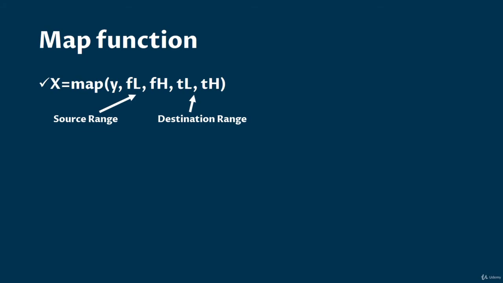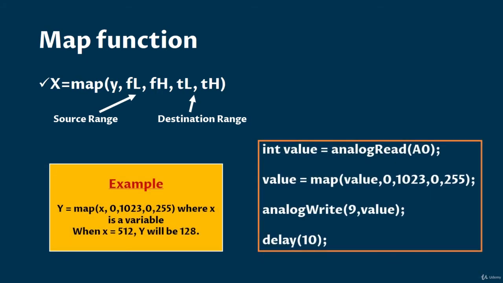TL and TH, where TL is the lowest value of the destination range and TH is the highest value. For a better understanding, see this example. Here x is the variable whose value will be mapped and stored in y. The current range of x is between 0 to 1023 and x will be mapped into a range of 0 to 255. So when the value of x is 512, the mapped value will be 128.